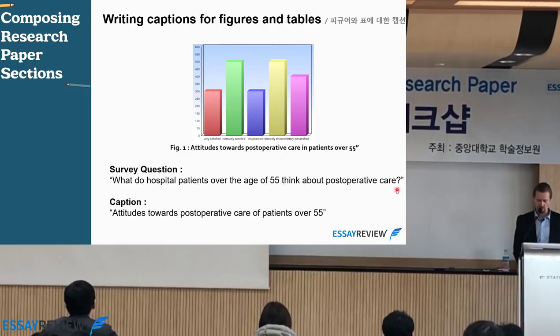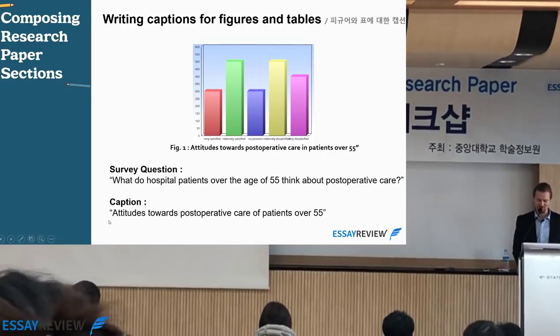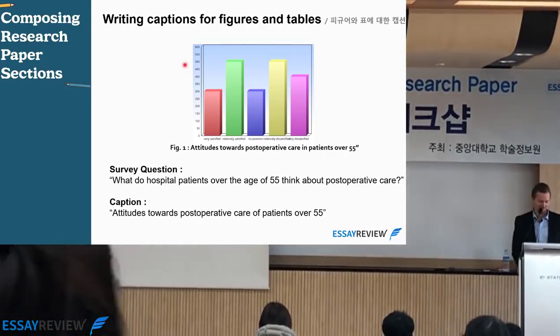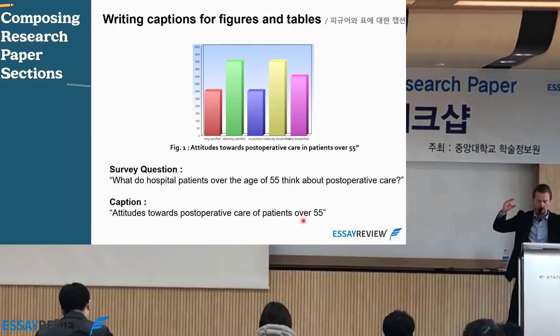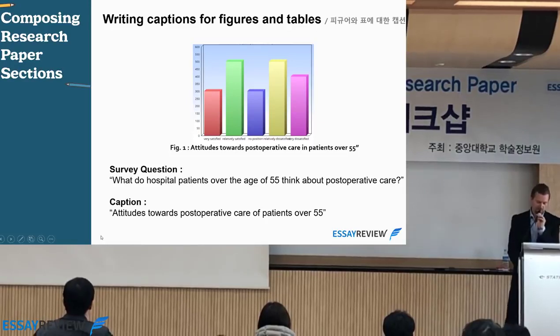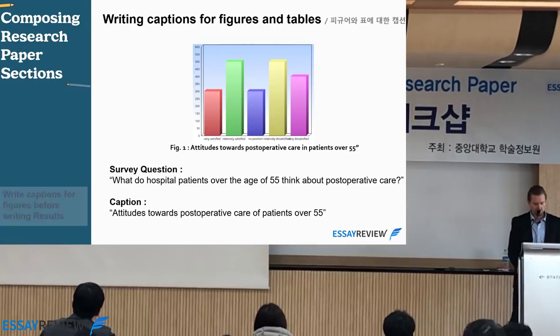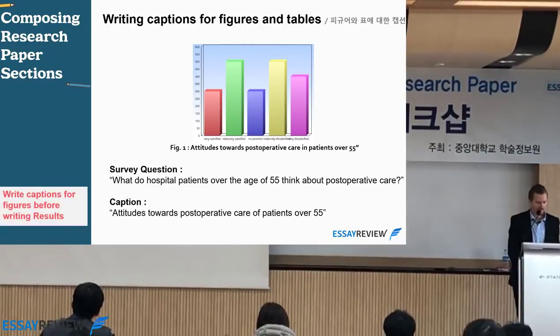And this is the data you come up with. It probably doesn't really look like it makes sense, but for the sake of the picture: Attitudes towards post-operative care of patients over 55. That's how you can write your caption. And when you write your text, you're going to write it as a full sentence, obviously. So you're going to write the captions first before you write the results section.